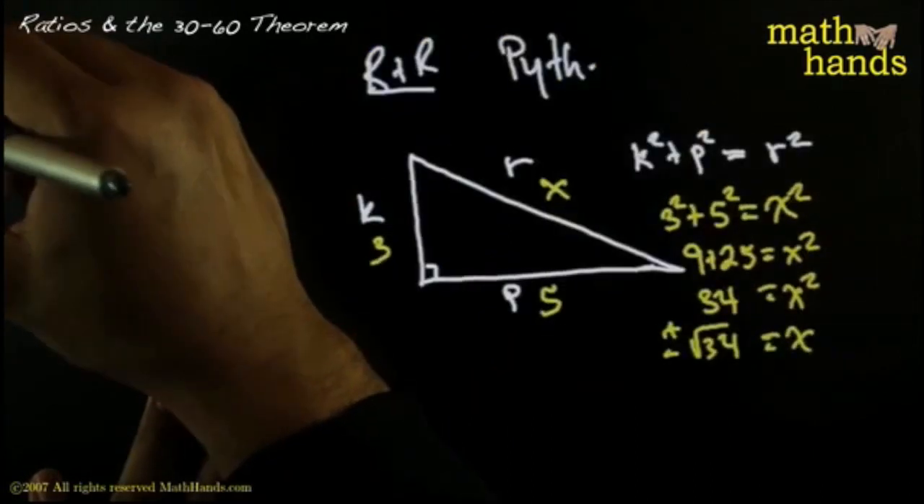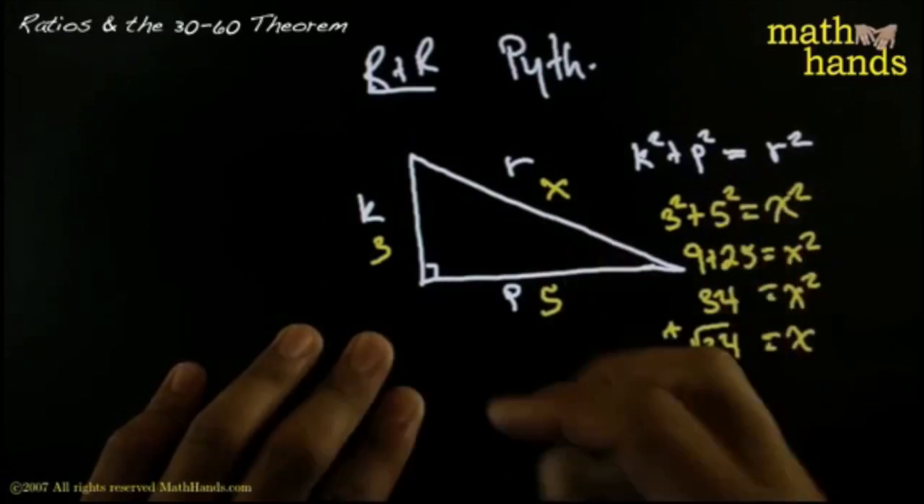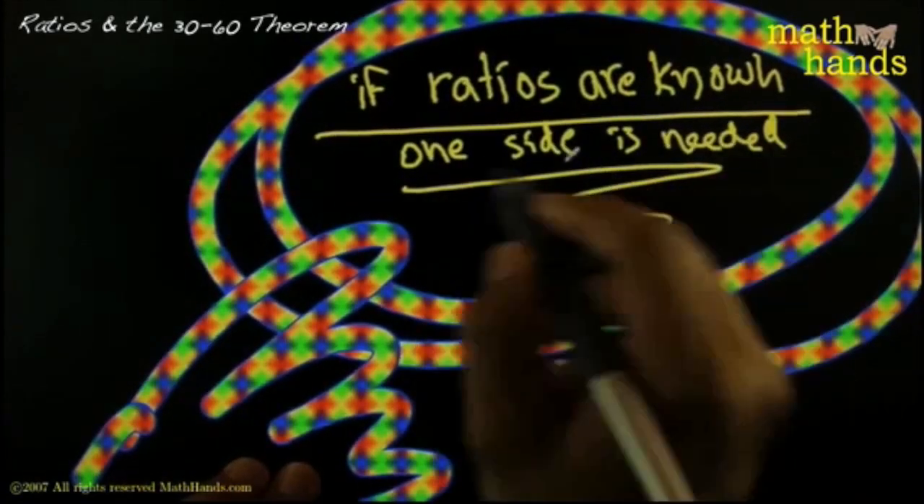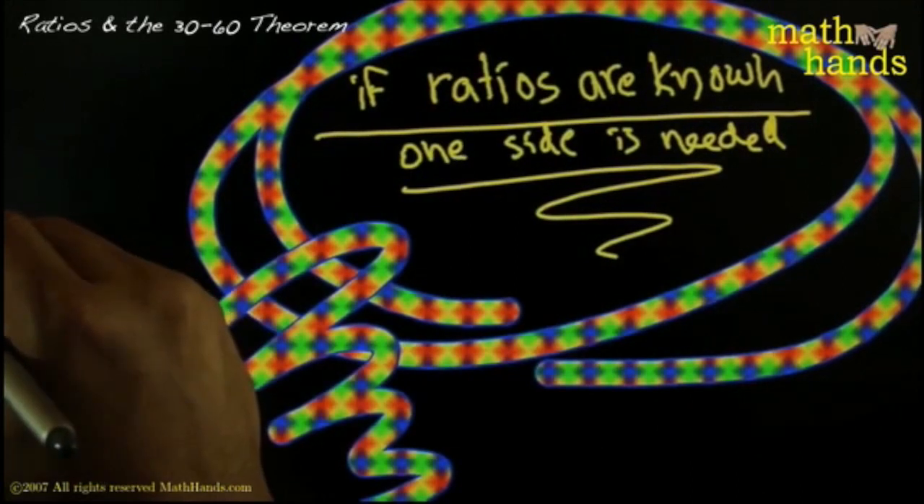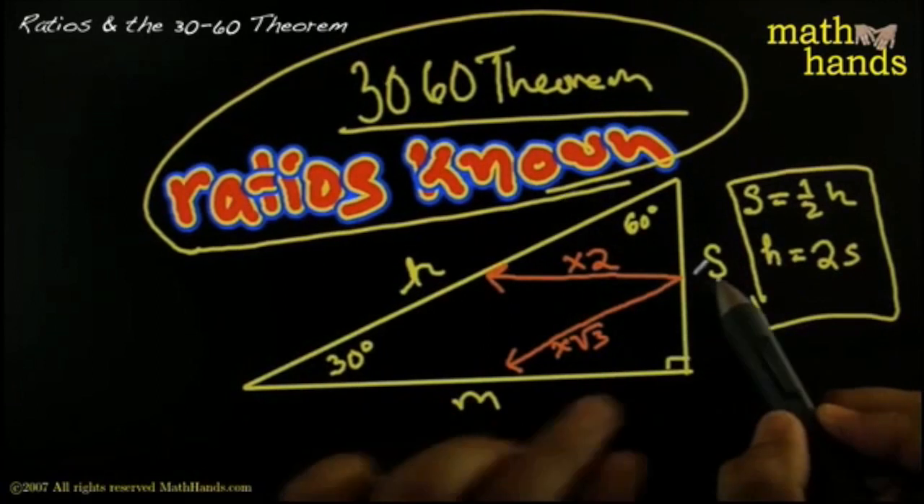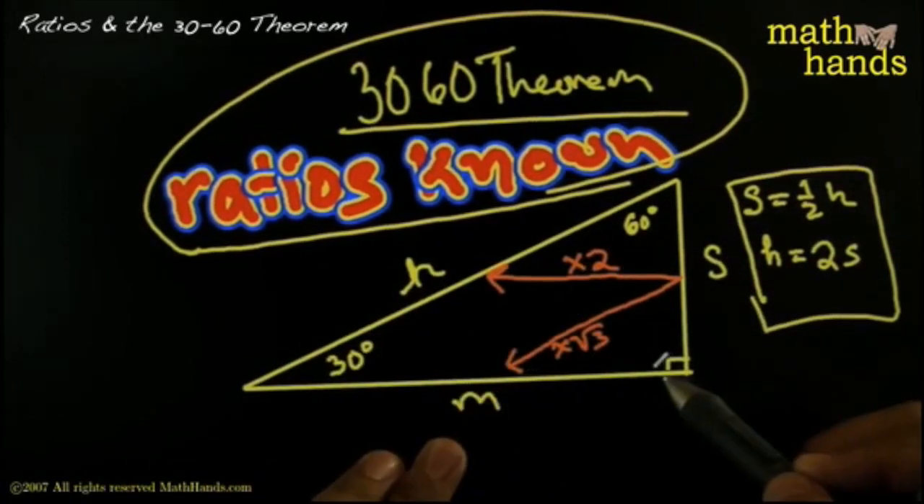And if the ratios are known, all you need is better than Pythagoras. For Pythagoras, how many sides were required? 2. 2 sides were required so that you could figure out the third side. Whenever the ratios are known, all you need is one side. And for a 30-60 triangle, we know the ratios. The ratios go like this. The small one is half the hypotenuse, and the medium one is the square root of 3 times the small one.